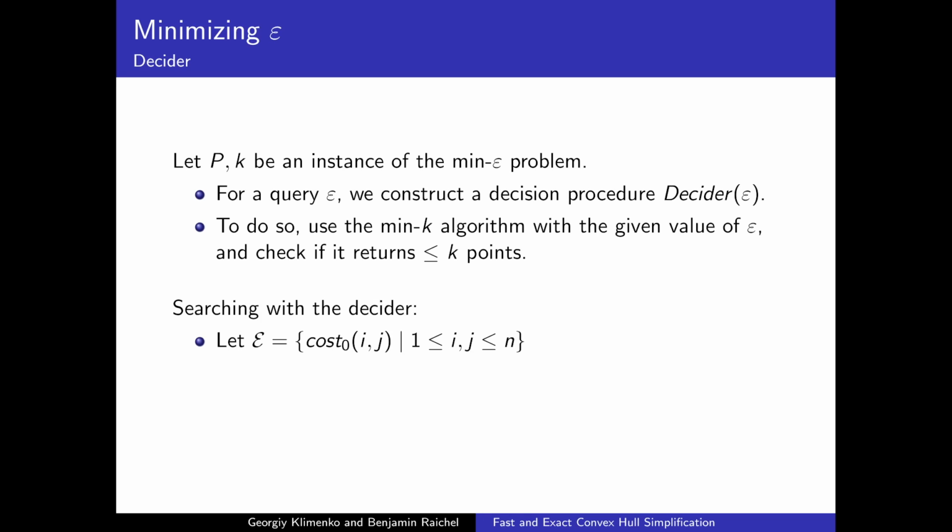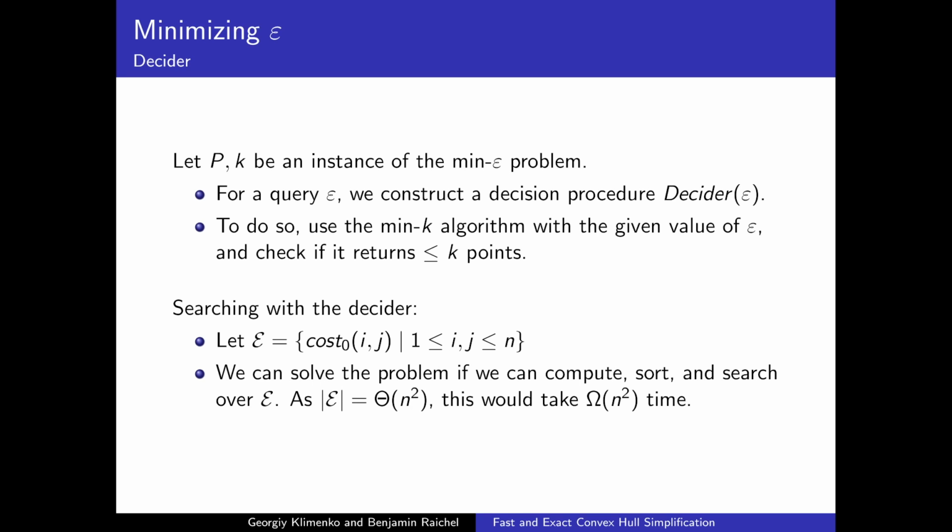Now recall that for this problem, the cost of the solution hull is the max of the cost of its edges. So possible values for epsilon are just the possible values of edge costs. And we only have n squared possibilities for edges. So we have n squared possibilities for edge costs. So to solve the problem, we can compute the set of epsilon values, sort it, and search over it using our decision procedure, but it would end up giving us quadratic time, as the size of the set is quadratic.